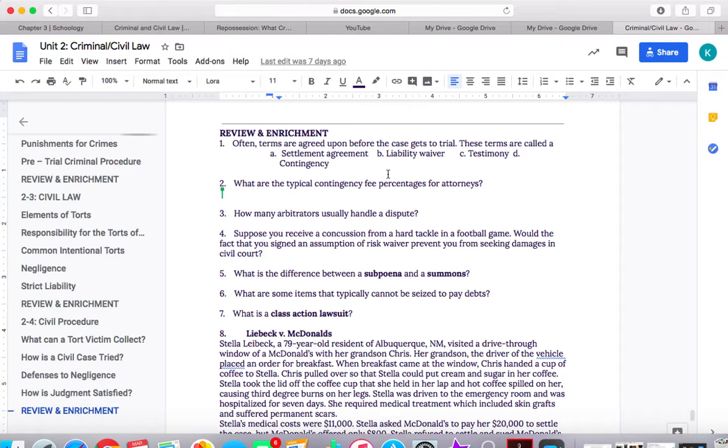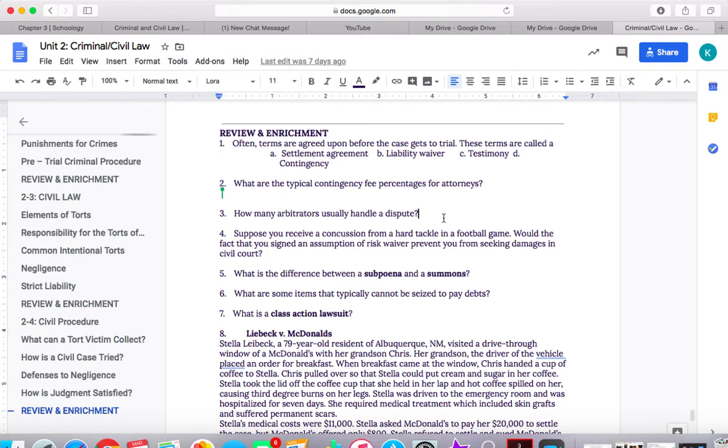Number two, what are the typical contingency fee percentages for attorneys? 40% is very common. It can go up and down from there. But typically there's also a scale depending on how much work they have to do. If it's something that's settled before trial, it's probably going to be cheaper, probably between 25 and 33%. If it's something that is getting appealed and even more work goes into that, it can get over 40%. But most of the time, it's going to be between a third, 33.3, and 40%.